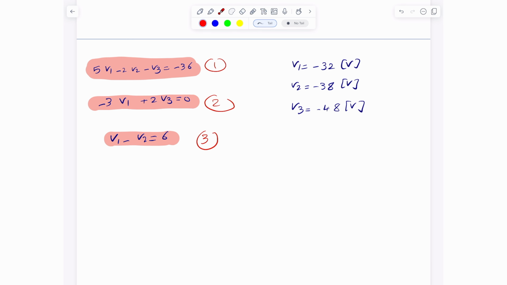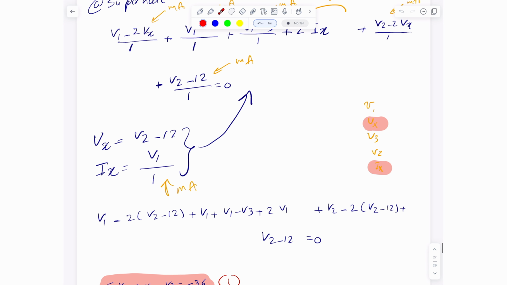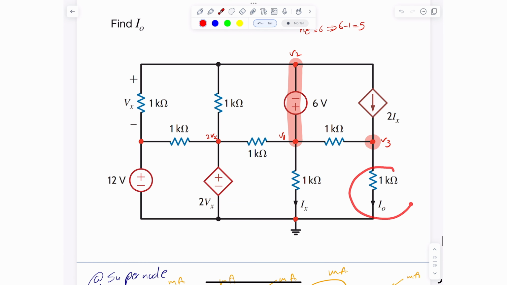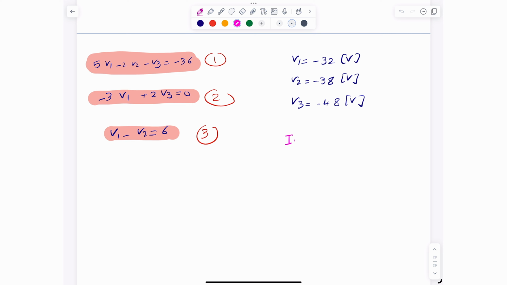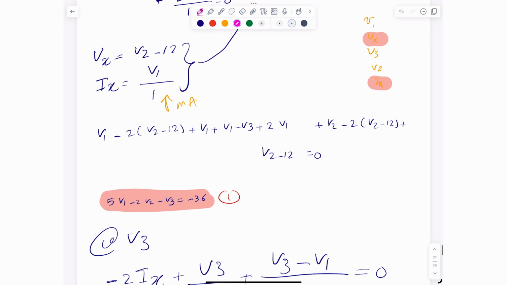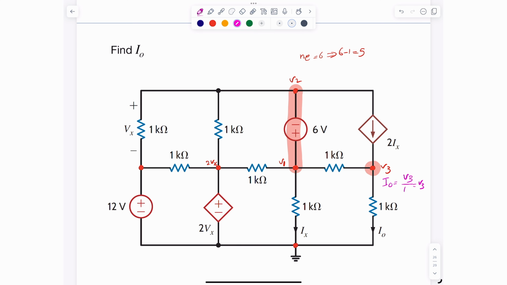What we wanted to do is figure out a current within that circuit in here. That current I naught is simply V3 divided by 1 kilo ohm, which is V3 milliamp. So that will be negative 48 milliamp. What I called I3 should be I naught in here. So that's the I naught, and we found what we wanted.